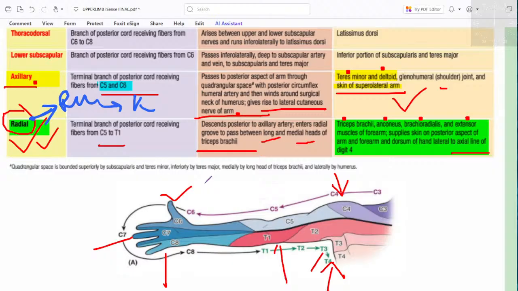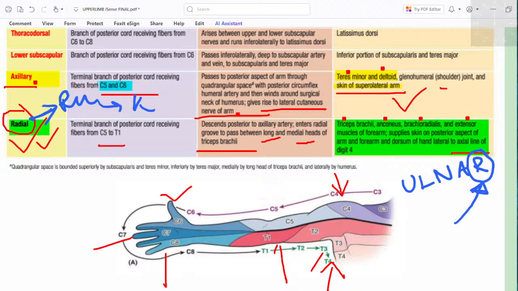So the radial nerve, where is it coming from? C5 to T1. Remember this mnemonic, for the posterior trunk, posterior cord. The radial nerve comes from the posterior cord and remains in the posterior, and he doesn't like any fighting. He is very peace-minded. We will see the nerve distribution, then we will remember this.